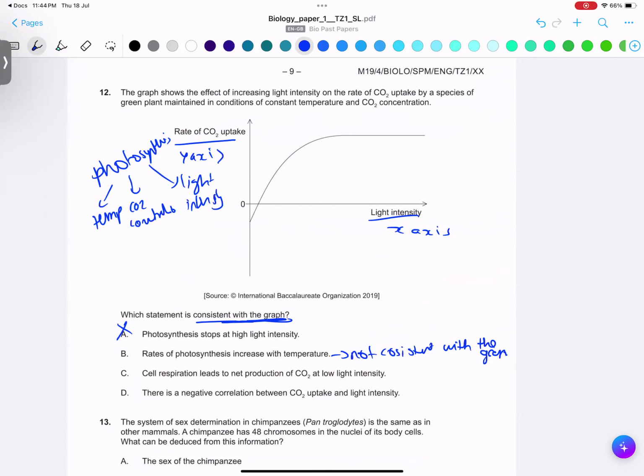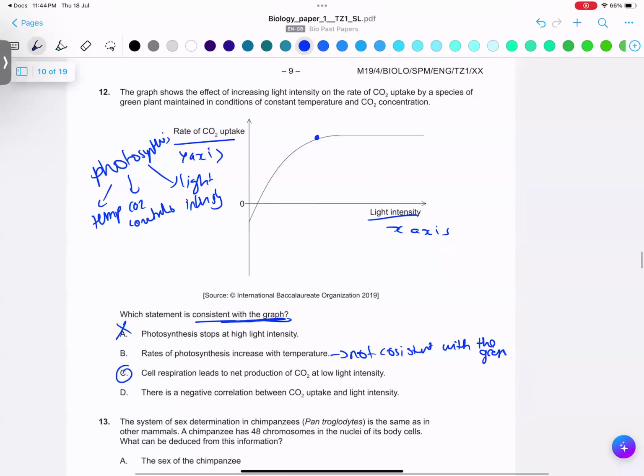Cell respiration leads to net production of CO2 at low light intensity. So that leads to net production of CO2 at low light. To a certain extent, yes, it does, just because here the rate of CO2 uptake isn't at a high light intensity, so it is C.